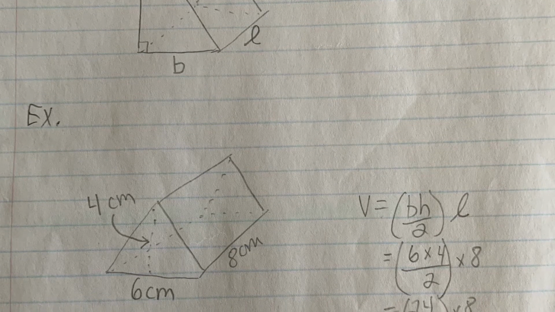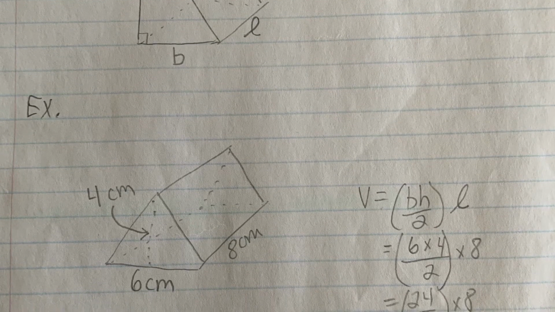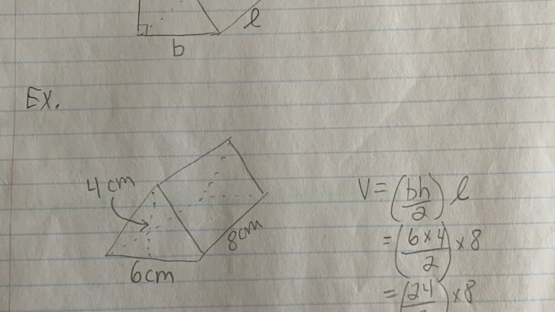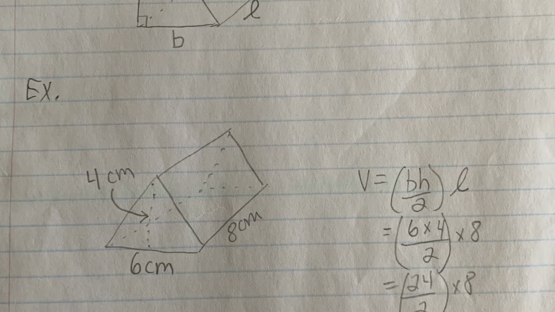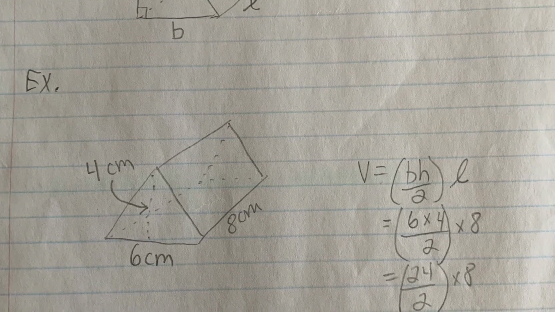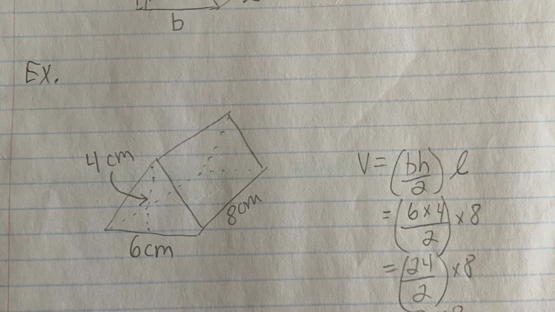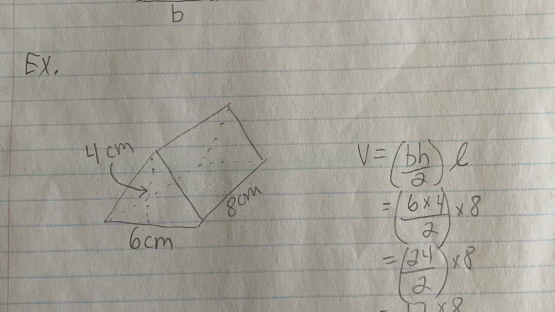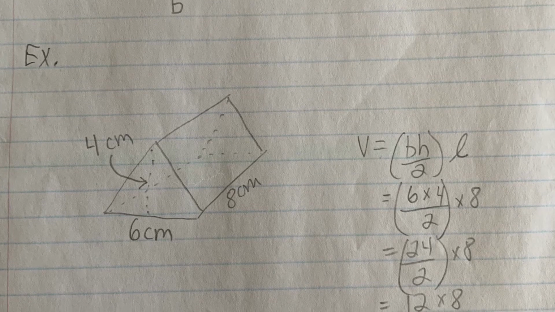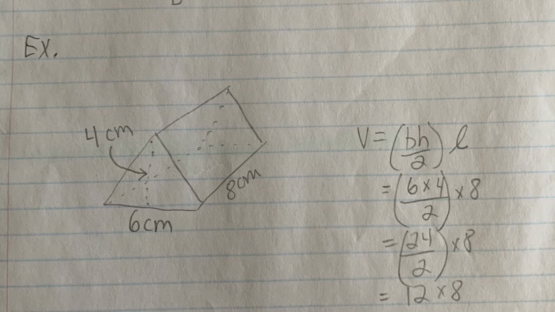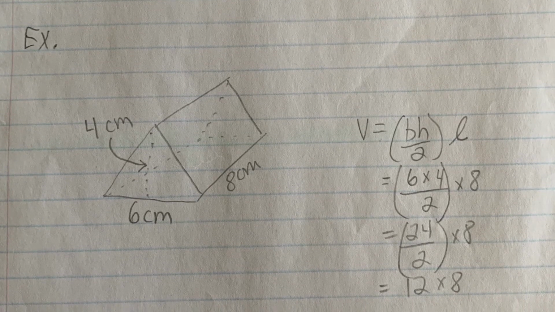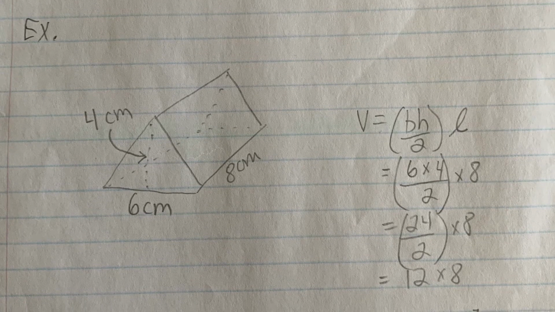So following the steps, you always start with your formula, then you fill in what you know. So I replaced my B with a 6, I replaced my H with a 4, then I still have to divide by 2 because that's the area of the triangle. So I do all of that first, which is why it's in the brackets. Then I multiply by 8.